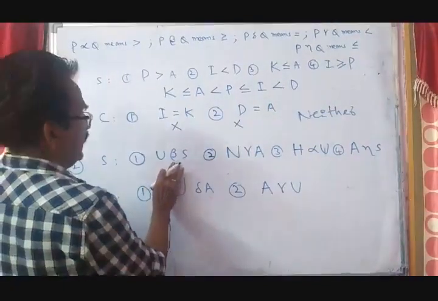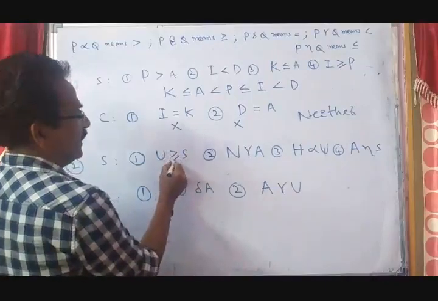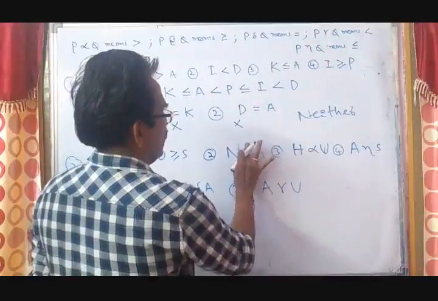Beta means greater than or equal to. Gamma means less than.